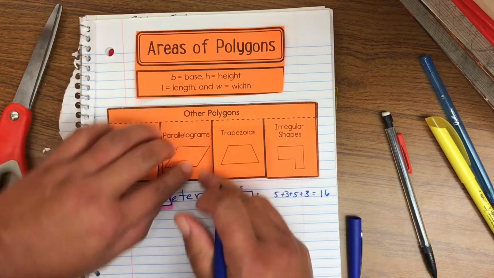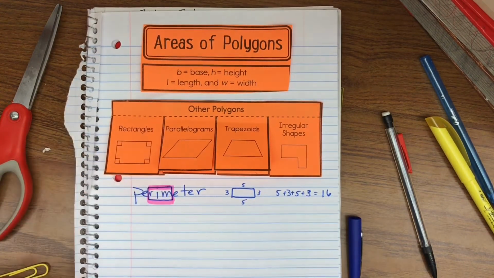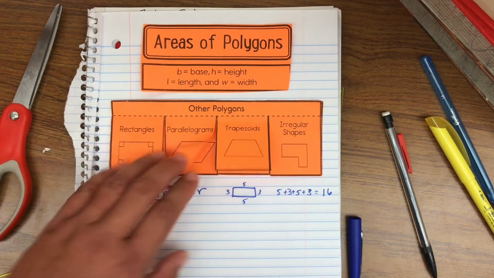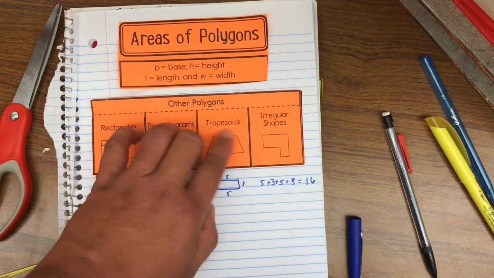Okay, whatever the units are. They didn't really tell us. All right, and all of these would be square units. Okay, now let's take a look at trapezoids.